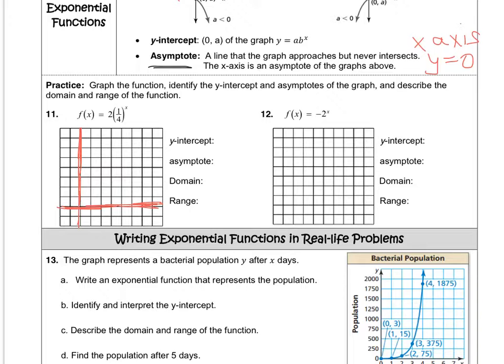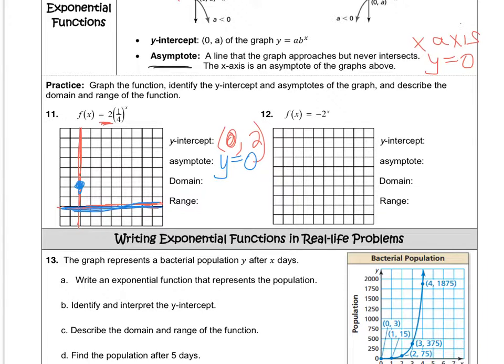Okay, so my y-intercept. If I look at my equation, my y-intercept is always my initial amount. So my y-intercept is going to be (0, 2). So I can go ahead and graph my y-intercept right here on the 2. The asymptote. Just told you, the asymptote is always y equals 0 in Algebra 1. That means that this graph is never going to cross this boundary. So we know right there that everything is going to be above the x-axis.